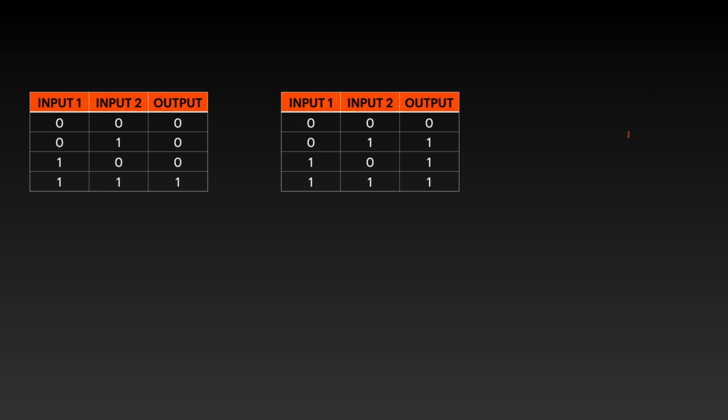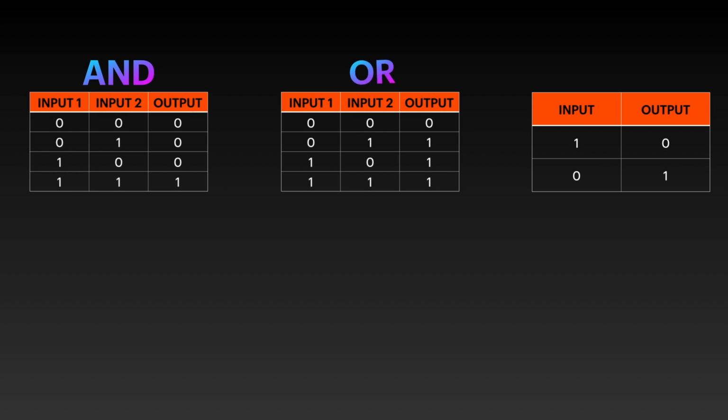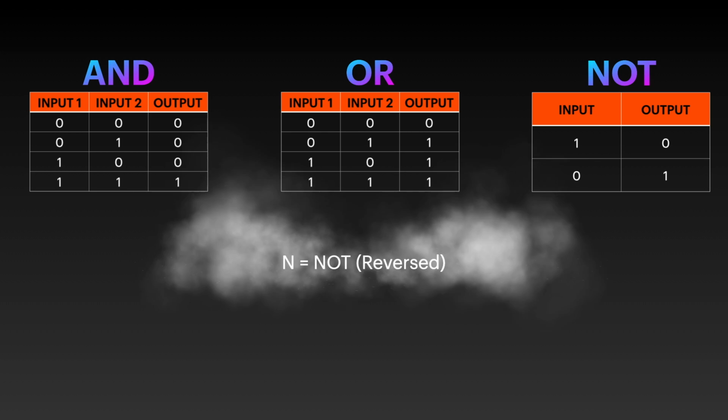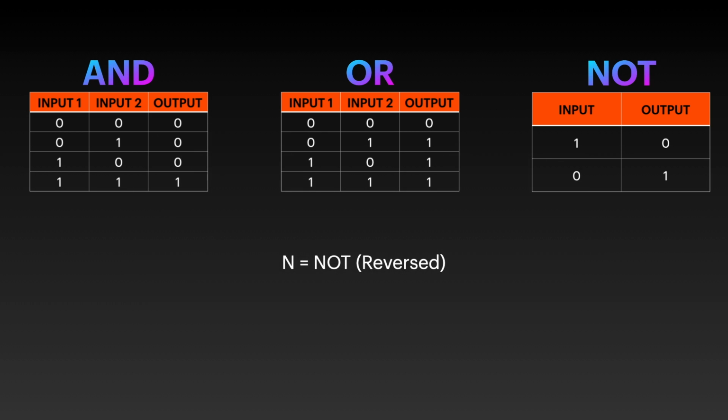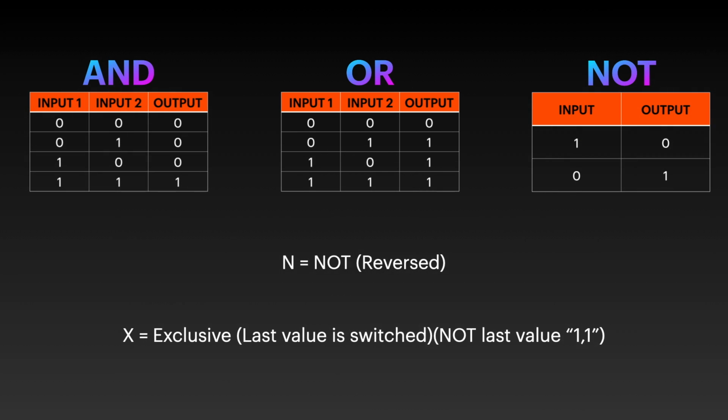Basically all you have to memorize, if you want to memorize all of them, is the 3 gates: AND, OR, and NOT. Those are all you have to memorize. If you see an N in the front somewhere, it basically means NOT, so it'll reverse it. And if you get an X, it basically means exclusive. So the last value is switched, or basically reversed. So make it not the last value.